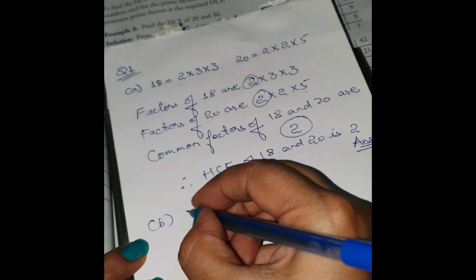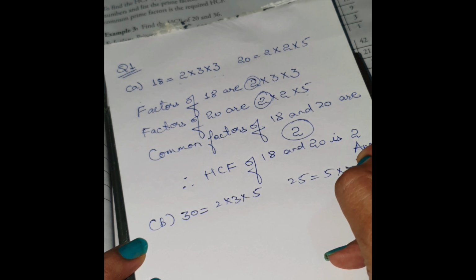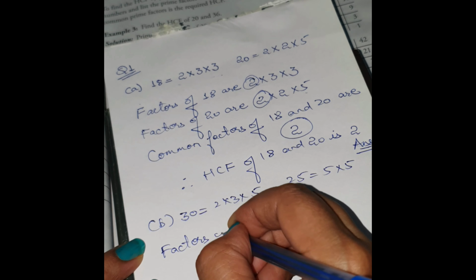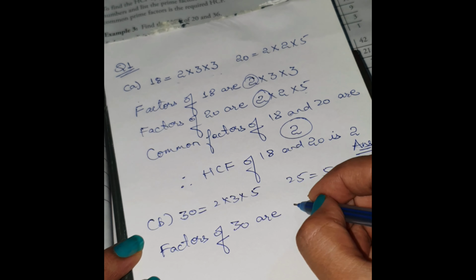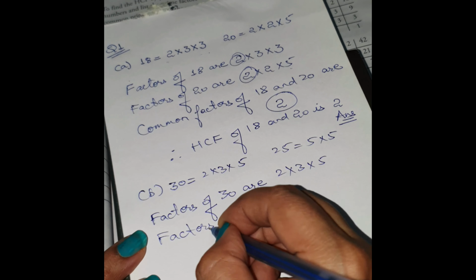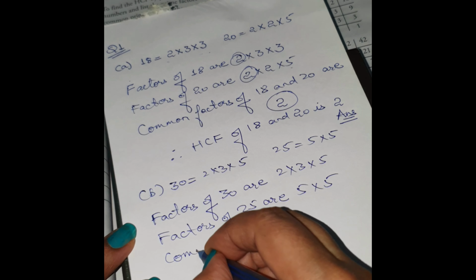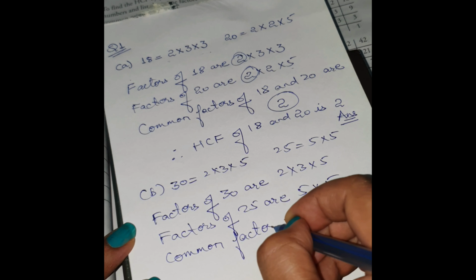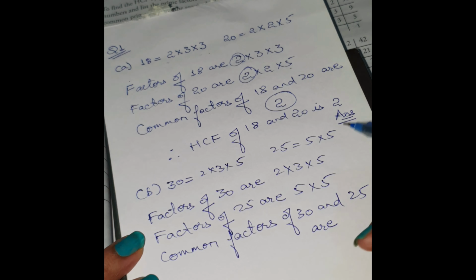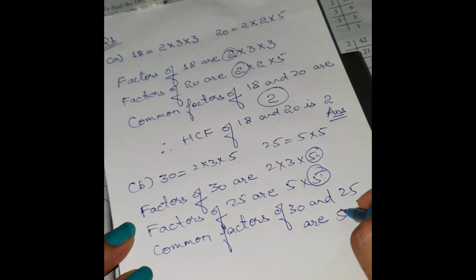Now in B part it is given 30 equals 2 into 3 into 5 and 25 equals 5 into 5. See, this is the second part. Now again, as I've told you, you have to write factors of 30 are 2 into 3 into 5. Then in the next step factors of 25 are 5 into 5. Then common factors of 25 and 30 are, now you can see the common factor is 5, which is coming in both. Other than 5, nothing else is common, so it is only 5.